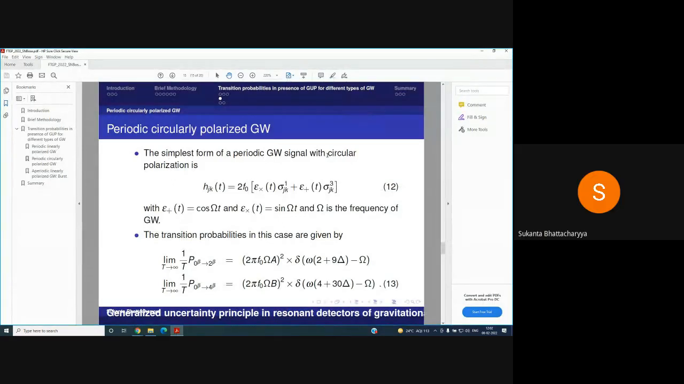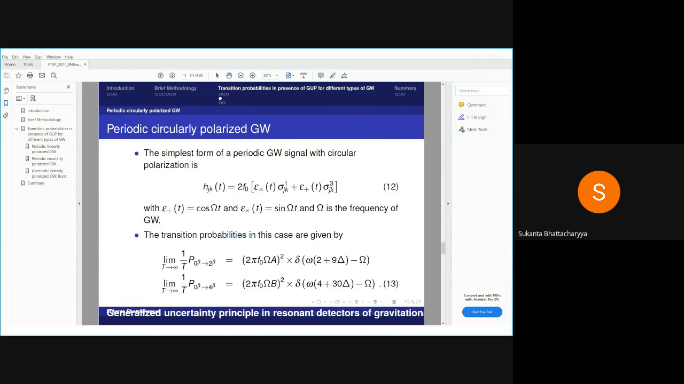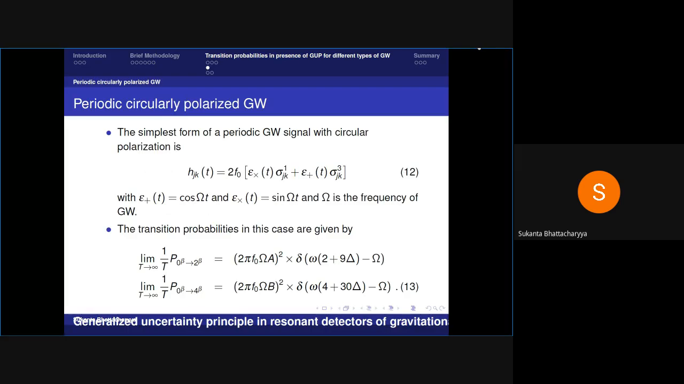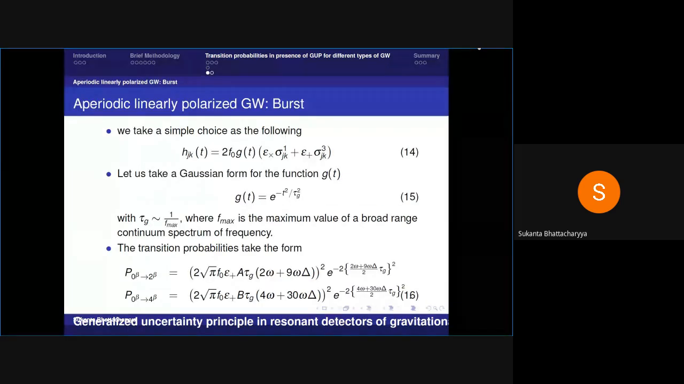Okay. Therefore, we can say that the circularly polarized GOF signals are also good candidates to probe the presence of the GUP in resonant detectors. Next slide, please. In this calculation, we also take an aperiodic linearly polarized GOF, given by equation 14, where the Gaussian form of the function GT is given by equation 15, and these forms give the transition probabilities in equation 16. Next, please.